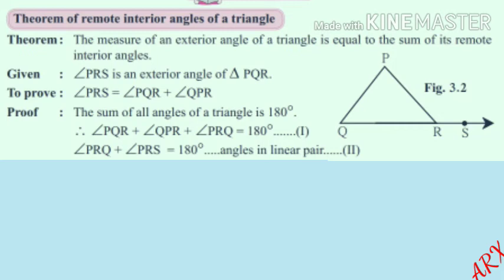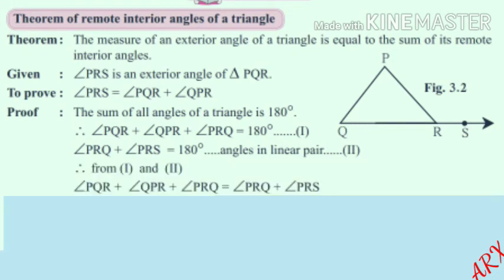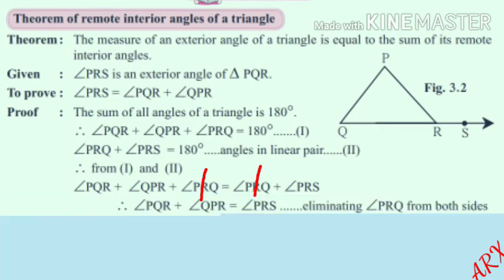Now, if we observe equations number 1 and 2, their right hand sides are the same. Hence, we will equate their left hand sides. Therefore, angle PQR plus angle QPR plus angle PRQ equals angle PRQ plus angle PRS. Now, angle PRQ is common on both sides, so we will eliminate angle PRQ. So it will remain angle PQR plus angle QPR equals angle PRS, and the theorem is proved.